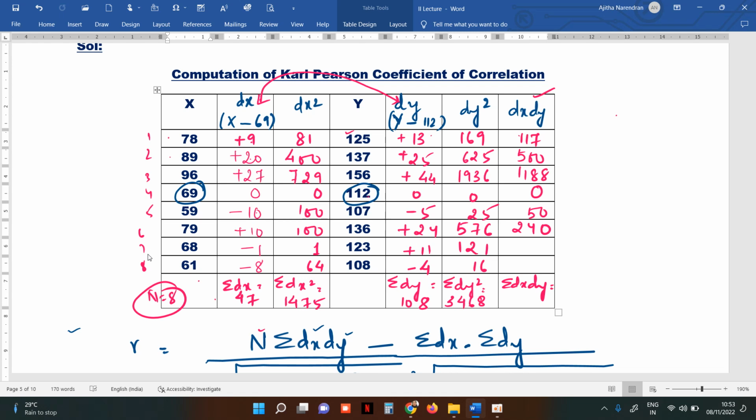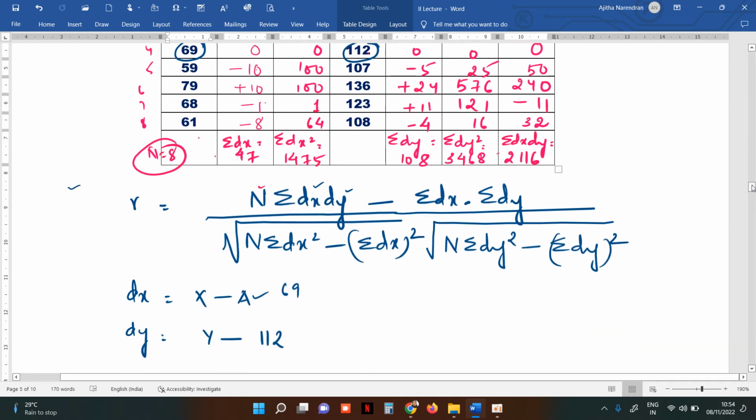11 into minus 1 is minus 11. Minus 8 and minus 4, 8 4s are 32. Again both the values are minus, so it will be plus 32. The total value is 2116. Yes. Now we can put the values.